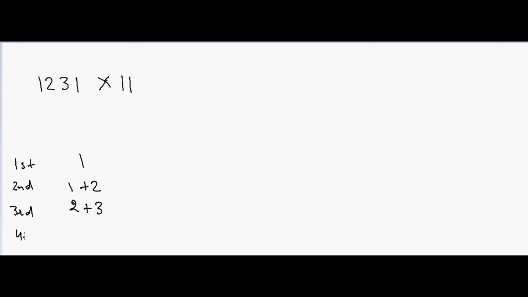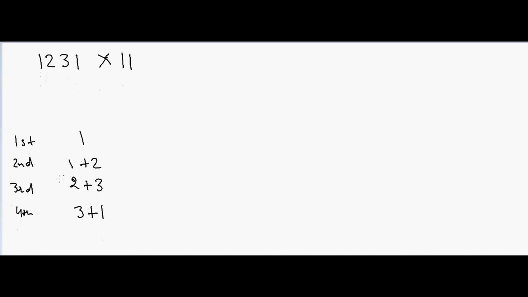If I have 1231 and I have to multiply by 11, the first digit will be equal to 1, the second will be equal to 1 plus 2, the third will be equal to 2 plus 3, and the fourth will be equal to 3 plus 1, and then we are left with the fifth, which is equal to 1.